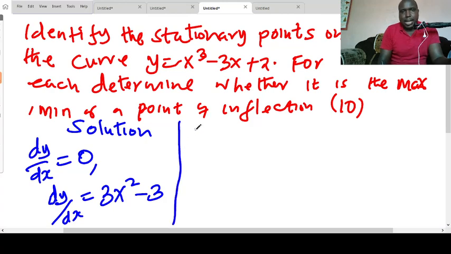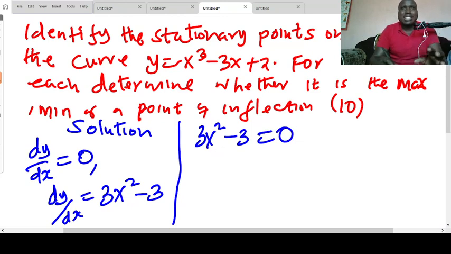But we have said at the stationary point, dy over dx, that is 3x squared minus 3, the answer should be 0, right? Because that is the keyword. At the stationary point, dy over dx is 0. So you can simplify this and get the value of x. We want the value of x. As you can see, this is a polynomial, so we are going to get 2 values of x.